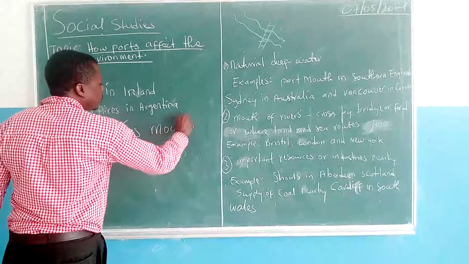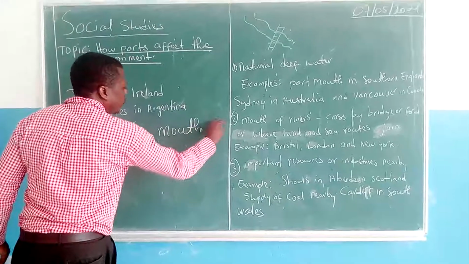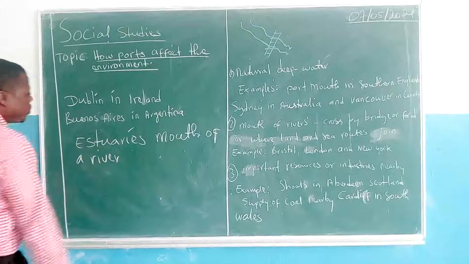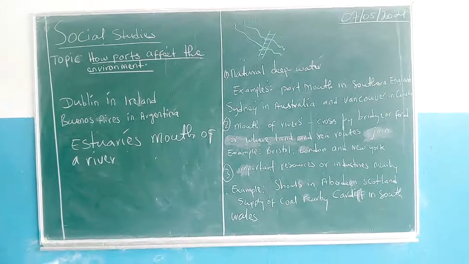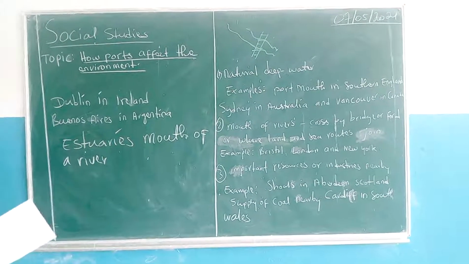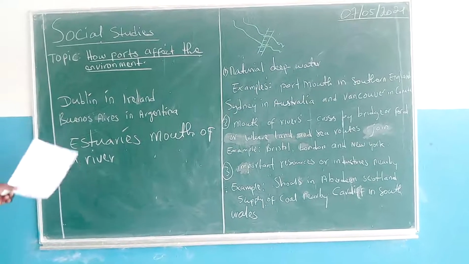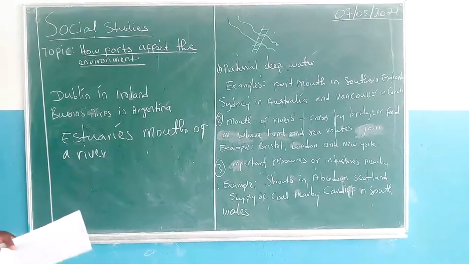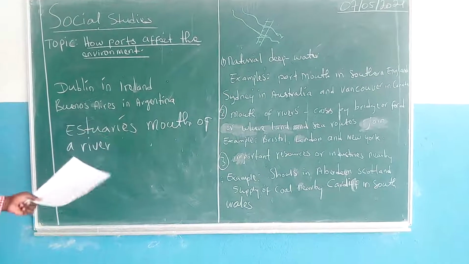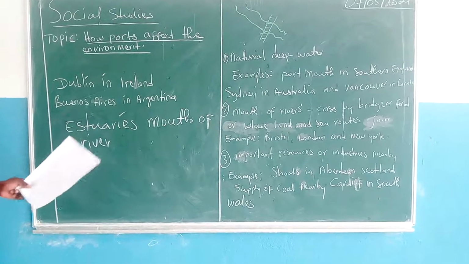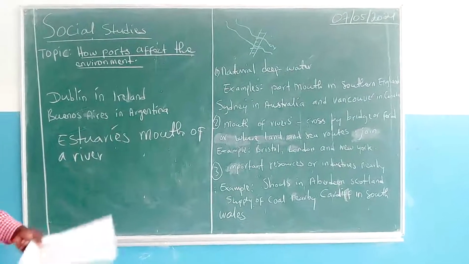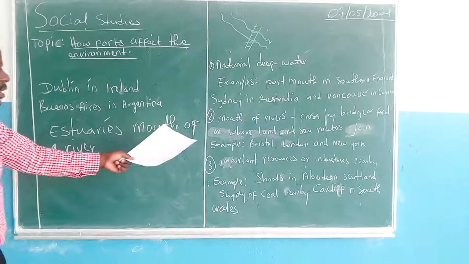So these big ports are found at the mouth of the river. Examples of such ports are Dublin in Ireland and Buenos Aires in Argentina. These places have grown on estuaries, the place where the river enters the sea.